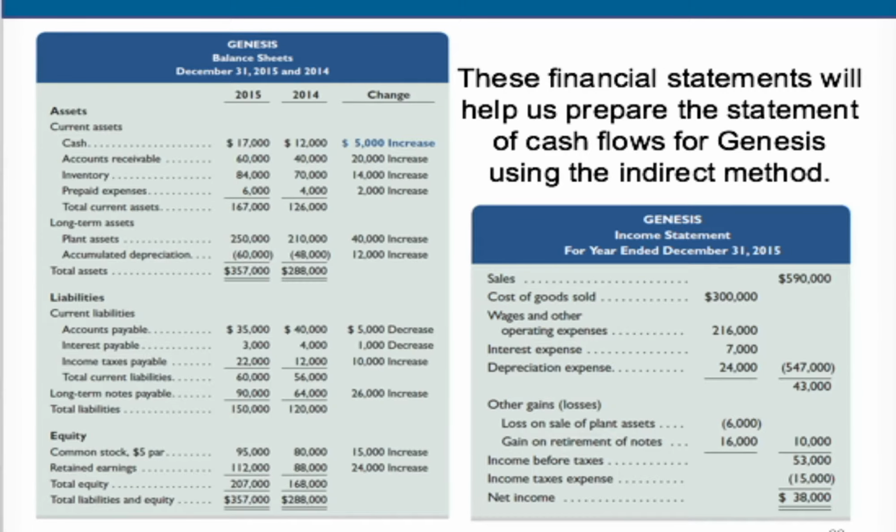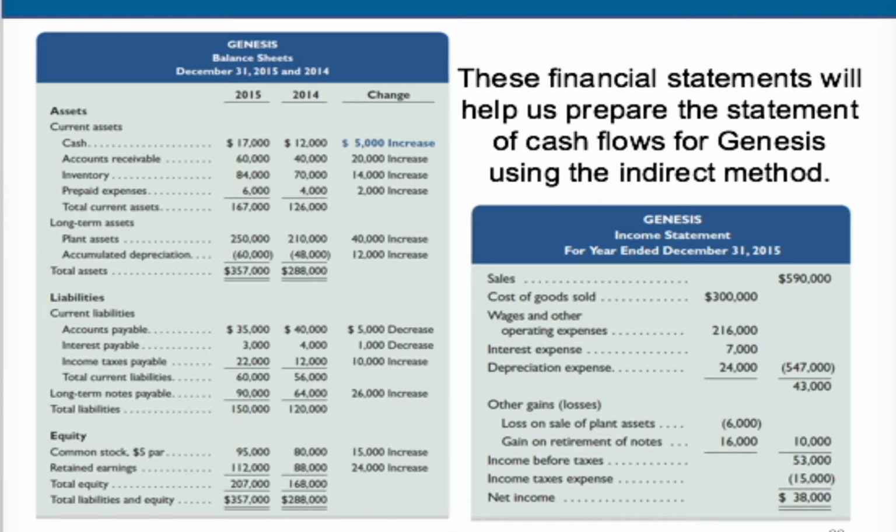To illustrate, we prepare the operating activities section of the statement of cash flows for Genesis. This slide shows the December 31st, 2014 and 2015 balance sheets of Genesis, along with 2015's income statement. We use this information to prepare a statement of cash flows that explains the $5,000 increase in cash for 2015 as reflected in the comparative balance sheets.